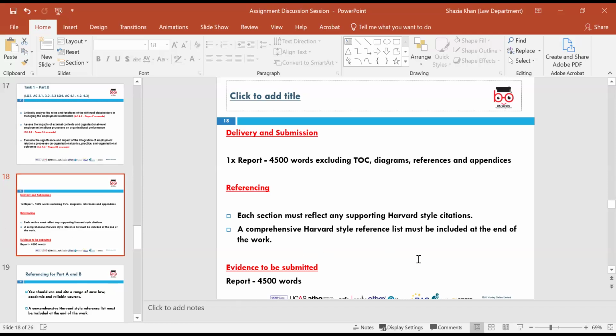Referencing, so each section must reflect any supporting Harvard-style citations. A comprehensive Harvard-style list must be included at the end of the work, so a bibliography. Evidence, again, supported, and it needs to be 4,500 words.